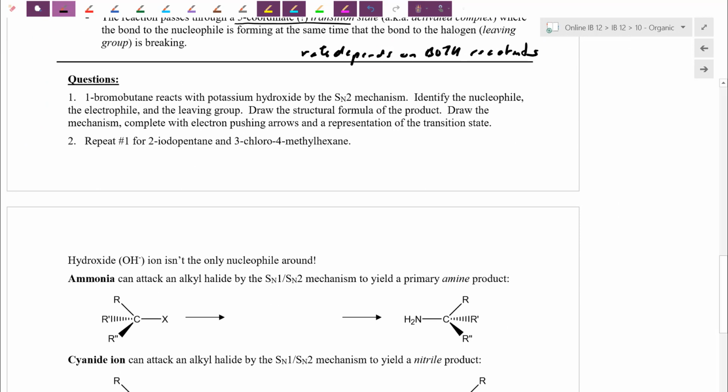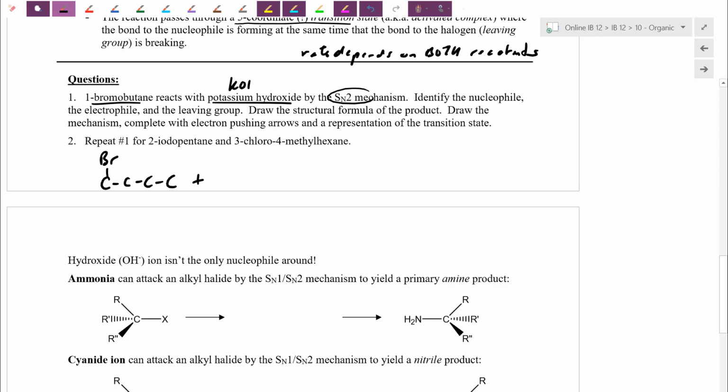We have 1-bromobutane. It reacts with potassium hydroxide, and we're told it does via an Sn2 mechanism. Let's see if we can label who's nucleophile, electrophile, and whatnot, and then draw out the product with the mechanism. So what I'm going to start off with here is just bromobutane. So I have butane, so I have 4 carbons in a row. I have 1 bromo, so that means the bromine is on there. That's where my halide part is attached to. This is going to react with potassium hydroxide.